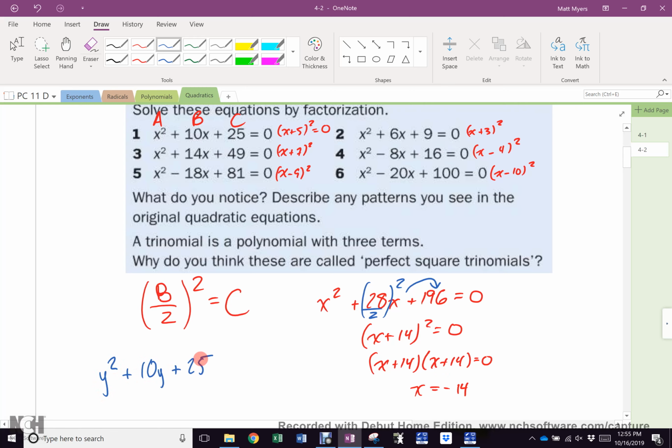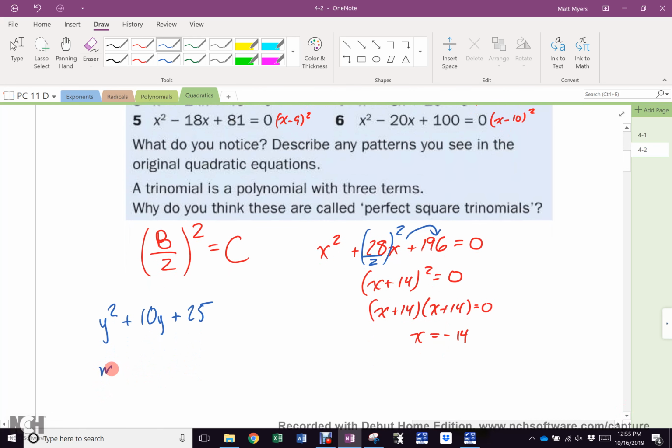Does that work? Okay, what if I gave you m squared plus 3m plus 2.25? What's half of 3? What's 1.5 times 1.5? Does it work? Excellent. Everybody cool? As long as I can split that and square it to get that, I know how to do this, right?